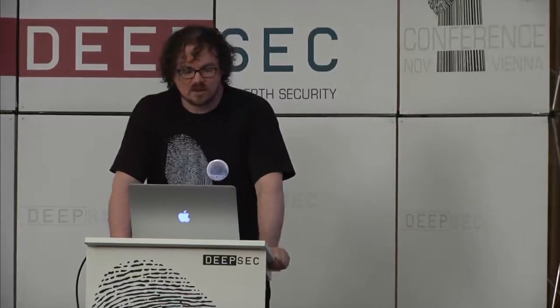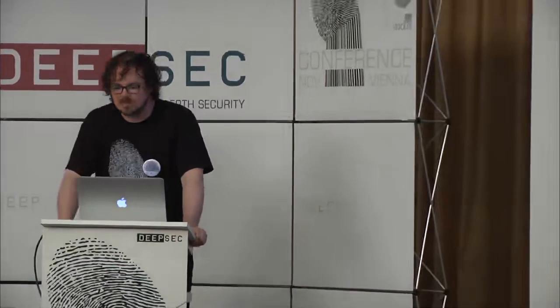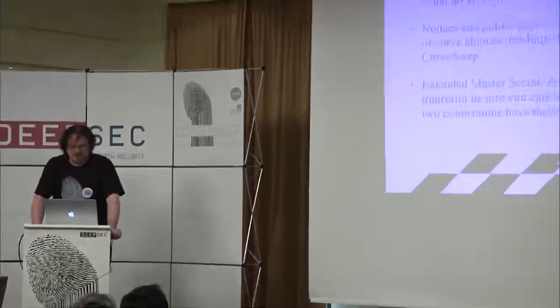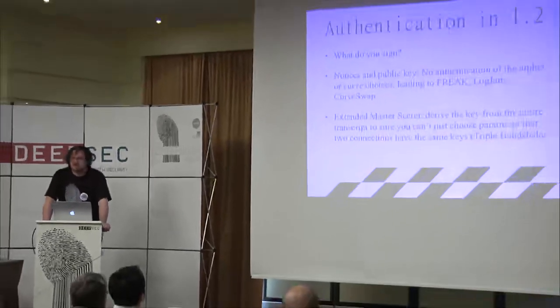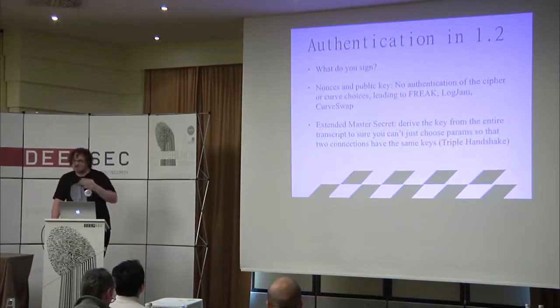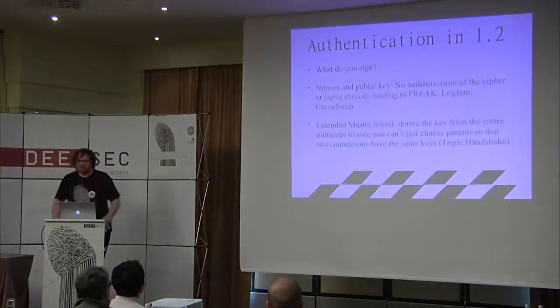So what do you sign in TLS 1.2? Essentially, you sign the client random, the server random, and the public key itself. And this is something that resulted in quite a few issues, specifically a series of papers starting with FREAK, Logjam, and some other types of attacks. Basically, the entire handshake transcript is not signed in the default TLS, so you're only signing the pieces that are used to derive the master secret.